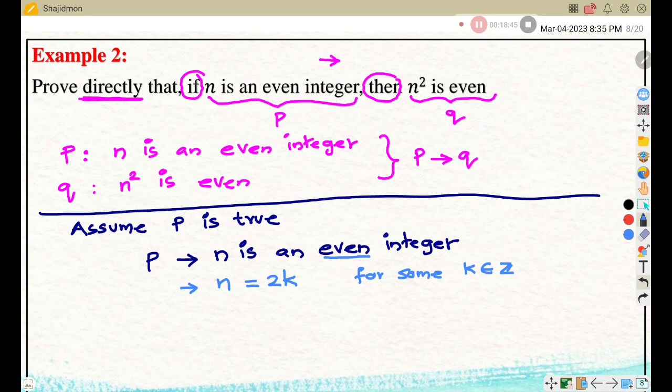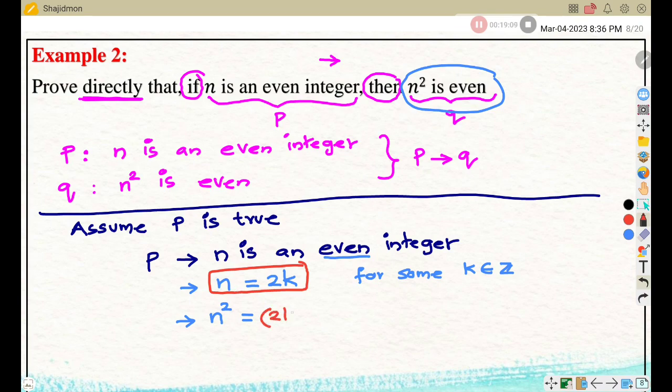Now what do we need to prove, students? n square is an even number. That is the Q statement we need to prove. So what you need to do, just start with n square. What is n square? You will get even or odd. So n square equal to, n means what? n value is 2k, correct? n square means 2k whole power 2. Just apply the n value.